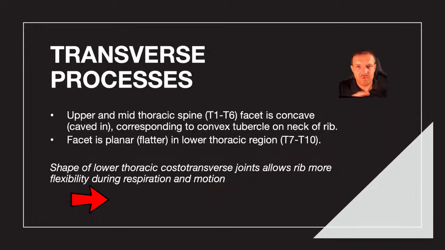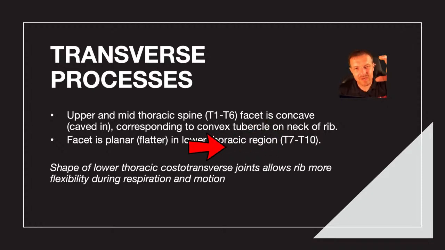Good. So we've got transverse processes, the side sticky out bits. In the upper and mid thoracic, so T1 to T6, the facet joints are concave, so they cave in. That's the way that I remember that. And they correspond to convex tubercles on the neck of the rib. So there's a lumpy bit on the rib, and then that slots into that transverse process. So that's the bit we've just seen. And then the facet is planar, so it's flat in the lower thoracic region, so from T7 to T10.